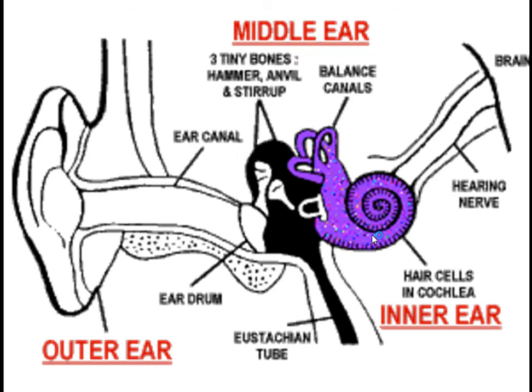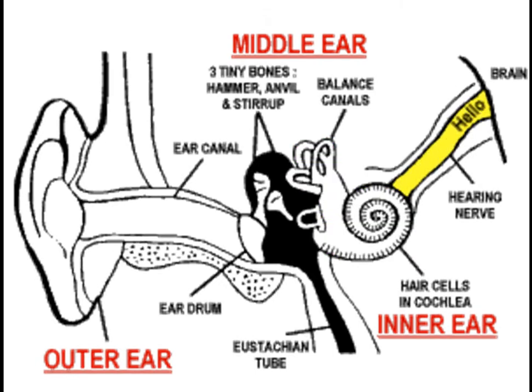Its internal structure will be discussed later on, and after that the nerve fibers which are initiated here from the receptors present in the cochlear part of the internal ear send impulses through the cochlear part of the vestibulocochlear nerve to the brain. You can see from this diagram, this yellow is the hearing nerve, or the cochlear part of the vestibulocochlear nerve, sending impulses to the hearing center.